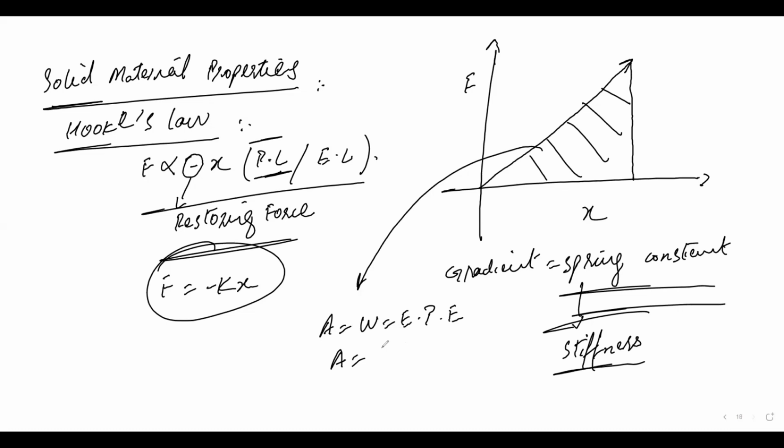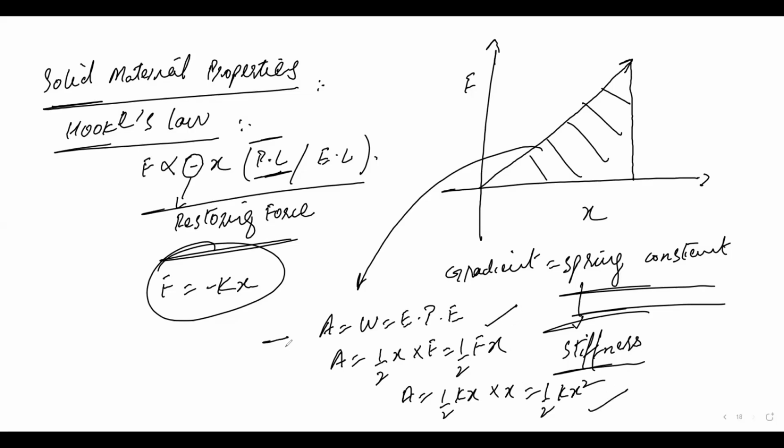Half base times height, basically. Base is going to be x, height is going to be f. So you'll get half fx, right? Then you can even modify this formula because f is equal to kx. I'm just going to take the magnitude. So half kx times x is going to be half kx squared. Got that? So you can use this formula depending upon the circumstances. Got that? So this is what we need to know about Hooke's law. Is that clear? Yes.